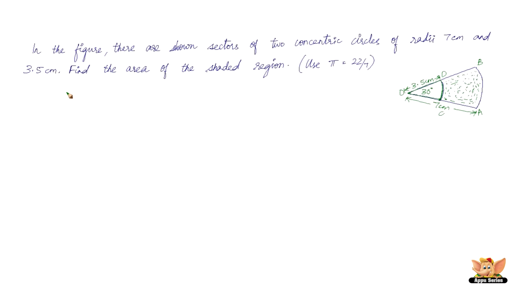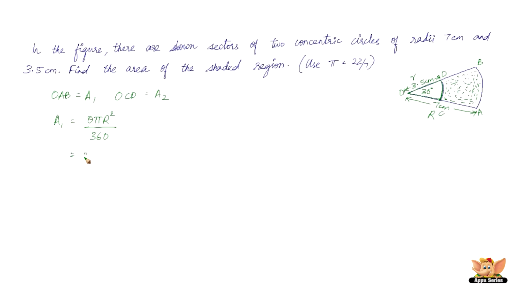Now, let the area OAB be equal to A1 and let OCD be equal to A2. So A1 is the larger one. So A1 equals nothing but theta pi r square. Let the 7 centimeter be capital R and the 3.5 centimeter be small r. So theta pi capital R square over 360.